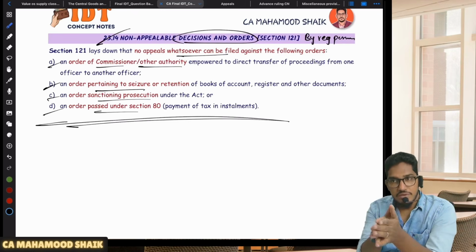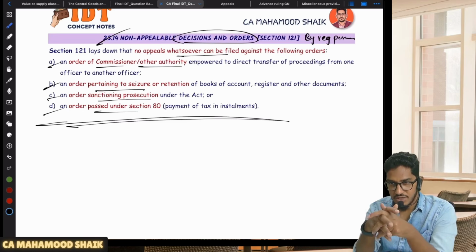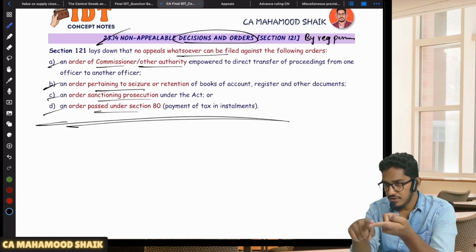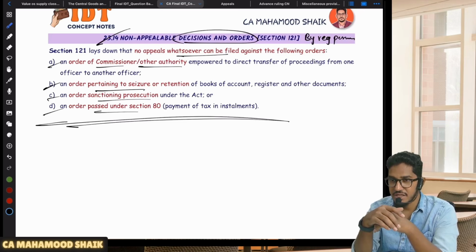Then, this revisional authority's order also, if you wanted to challenge it, yes, you can challenge it. So the appellate authority's order and the revisional authority's order, if you want to challenge it, you have to go for appeal. You have to go to the appellate tribunal. GSTAT you have to go.